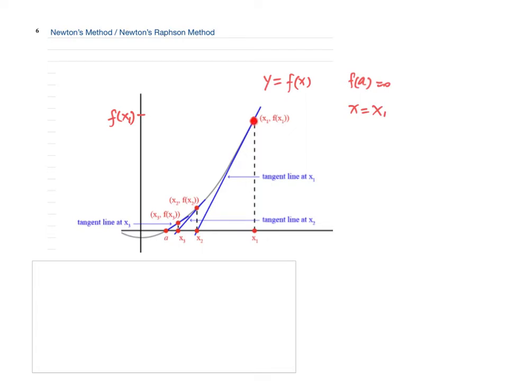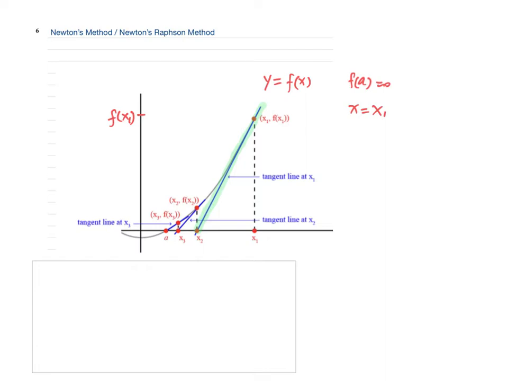Therefore, we know that the coordinates of the point on the graph, when x equals x1, the y value should be f(x1), and the coordinate should be (x1, f(x1)). And now, on this point, let's draw a tangent to this curve, to this parabola, this highlighted blue line here. When we draw the tangent, it cuts the x-axis at another point, which we name x2. And now x2, as you can see, is getting closer to a compared with x1. So it is a closer approximation to a than x1.